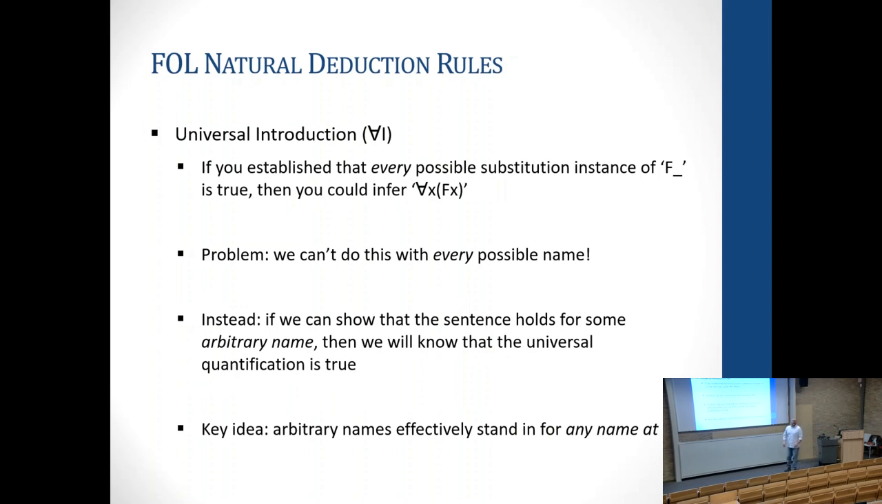Now, we could do this with interpretations because we could fix domains, and we could then think about how to fix the extensions to make that work. But we don't have that here. We're just playing around at the syntactic level. So how would we show that it works for everybody? Well, we pull a trick. We can't do this with every possible name. We show that the sentence holds for some arbitrary name. The arbitrary name is effectively a dummy. It's a name in name only that can stand in for any individual at all.